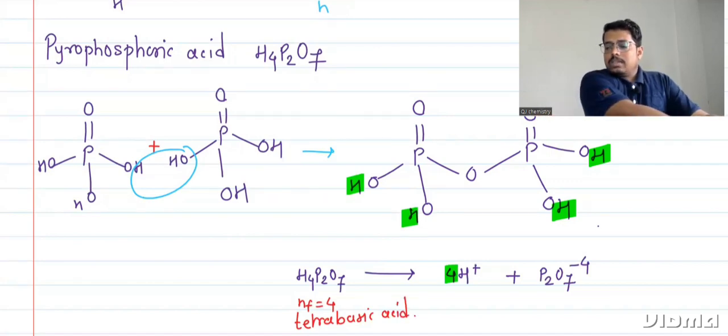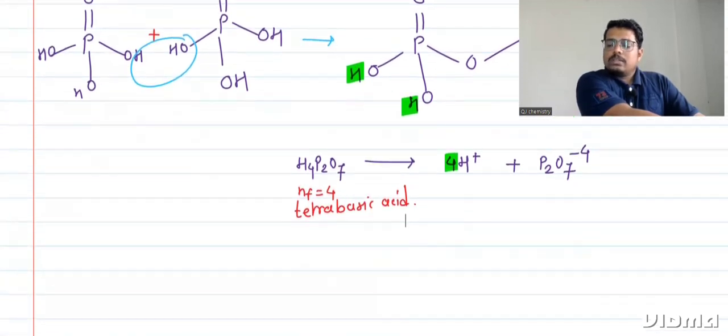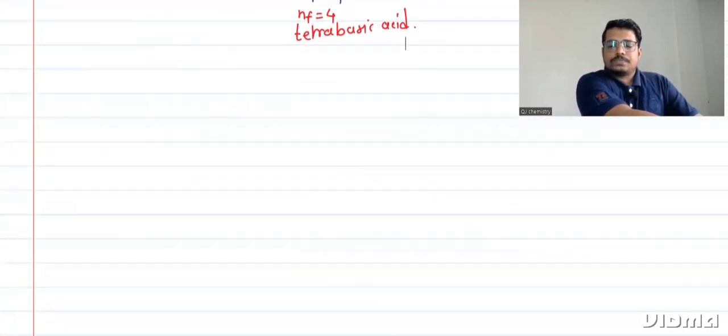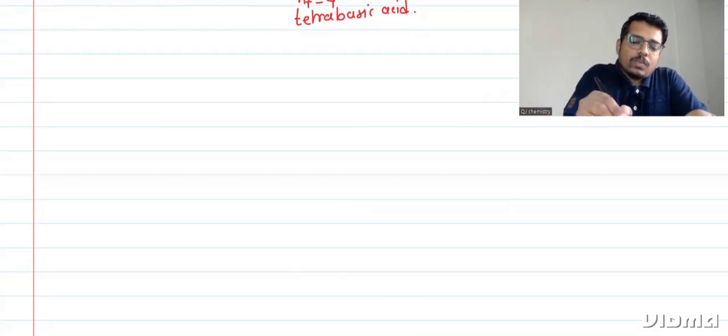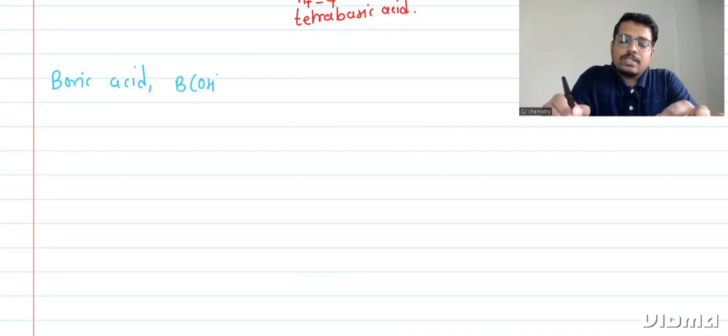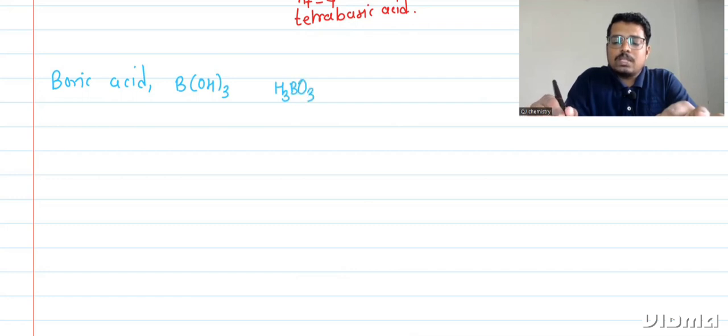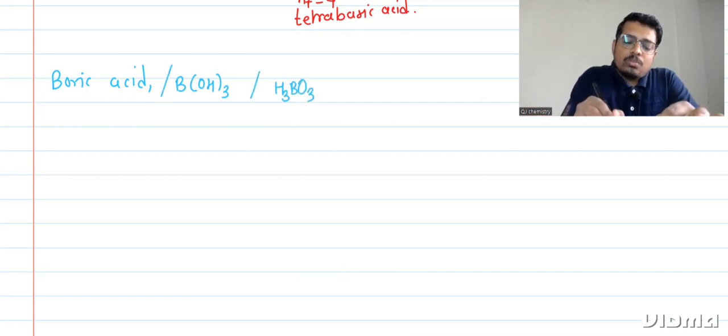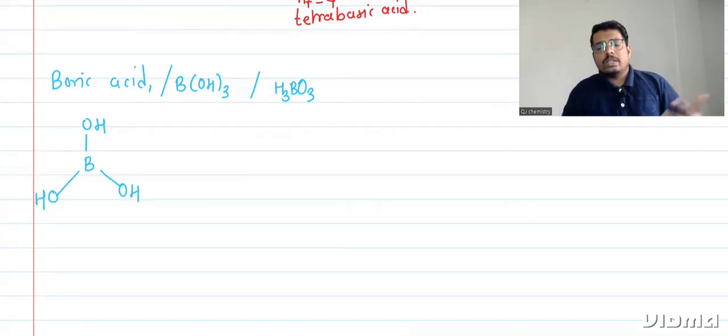Next example is boric acid. The formula of boric acid is B(OH)3. It is also written as H3BO3. In the structure of boric acid, boron is the central atom and 3 OH groups are directly attached to the boron. So here 3 OH bonds are present on the boron.